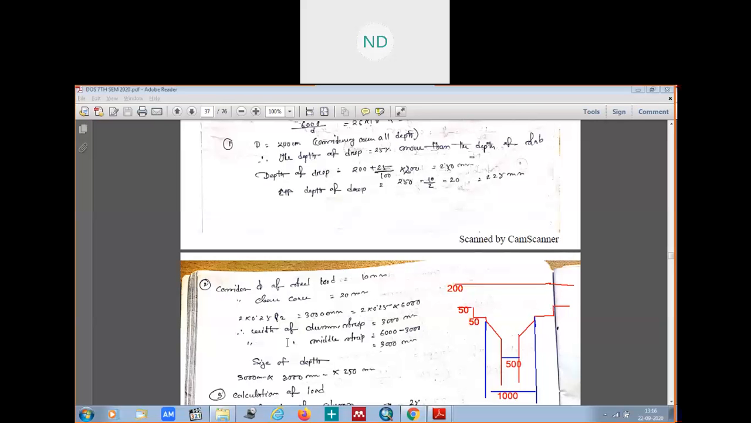Our column strip 3000 we had calculated, our middle strip 3000. Okay, and the size of the drop, this is not depth, okay, this is the drop. Okay, so the size of the drop is how much? 3000 into 3000 into 250.